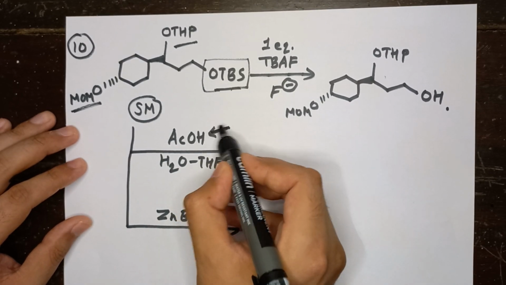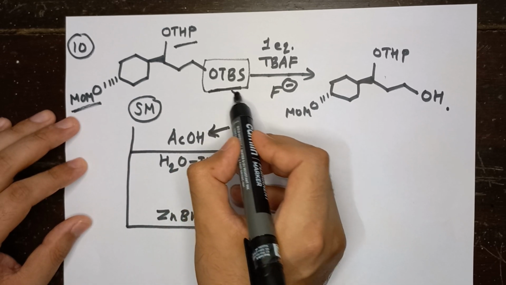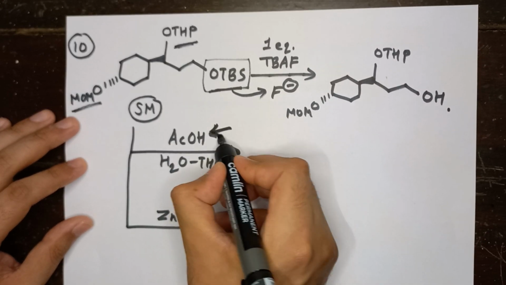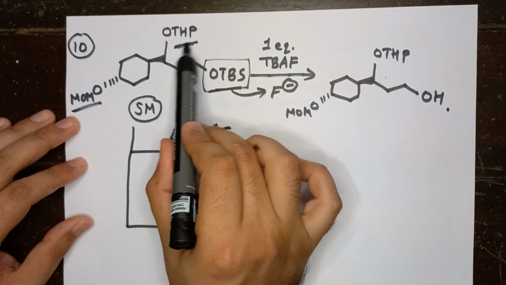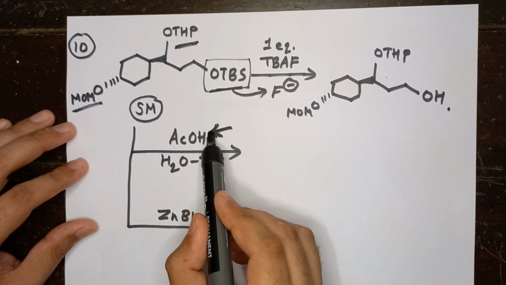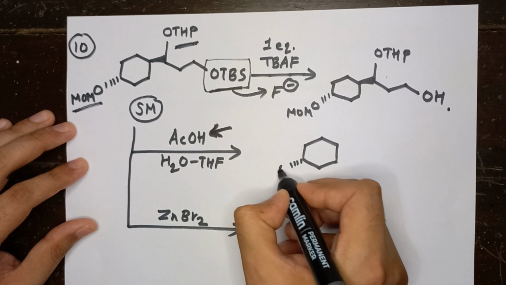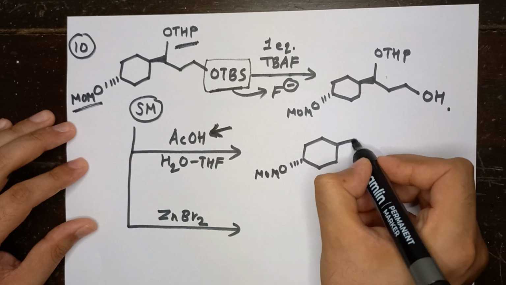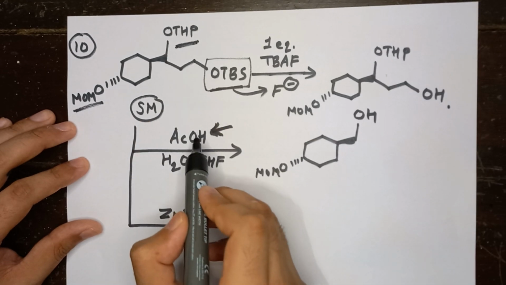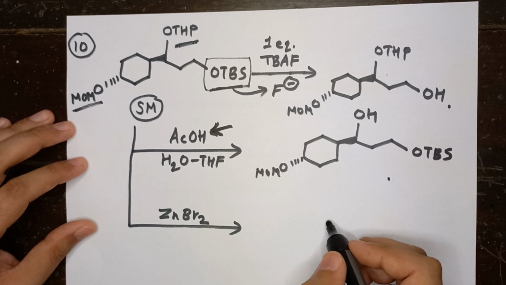Now in the second condition, we have acetic acid. So TBS is deprotected under F minus condition. To deprotect THP, you need an acidic media, and we do have acidic media. So I'm going to deprotect THP this time. MOM is unaffected under acidic condition, so MOM will be intact. So this time we'll convert THP into OH because THP is very labile to acidic media. So this is the second product.